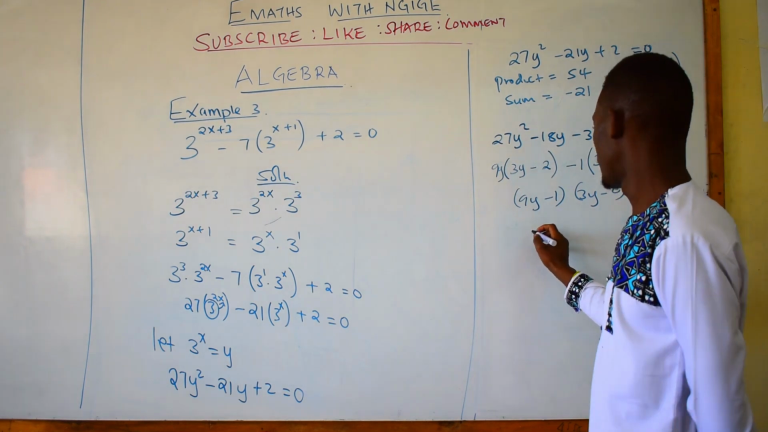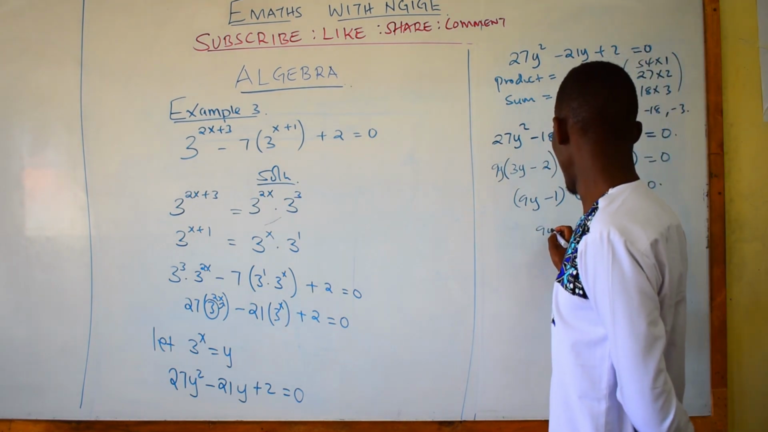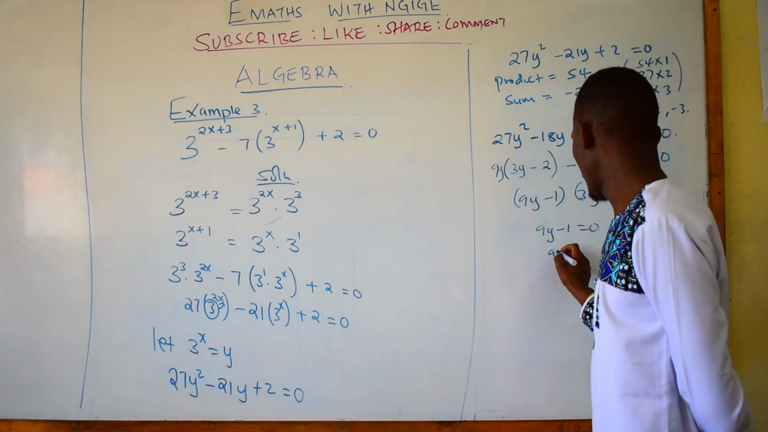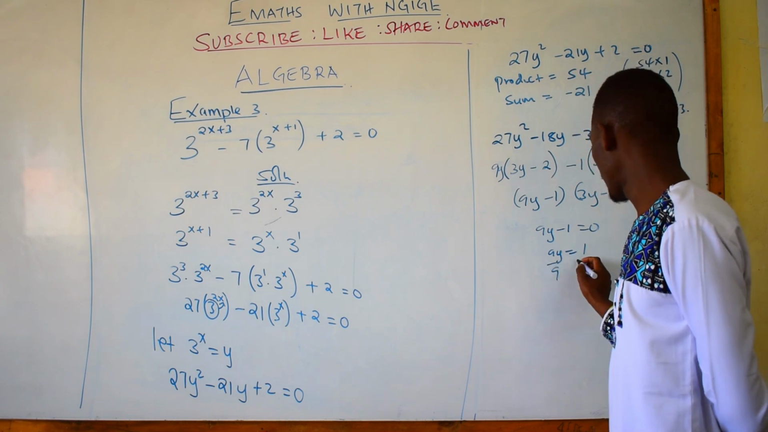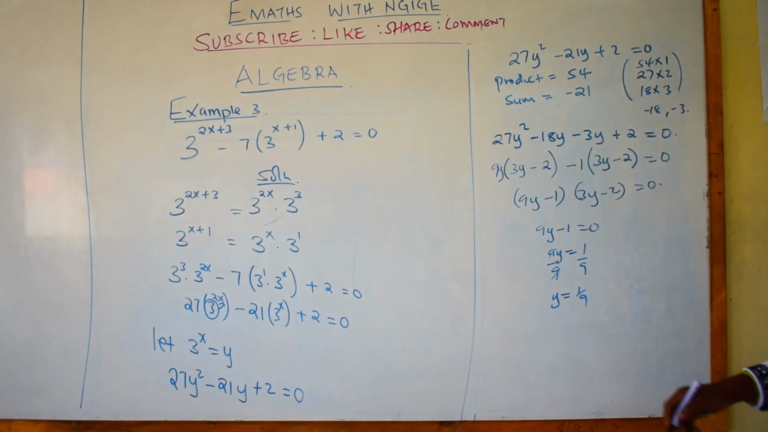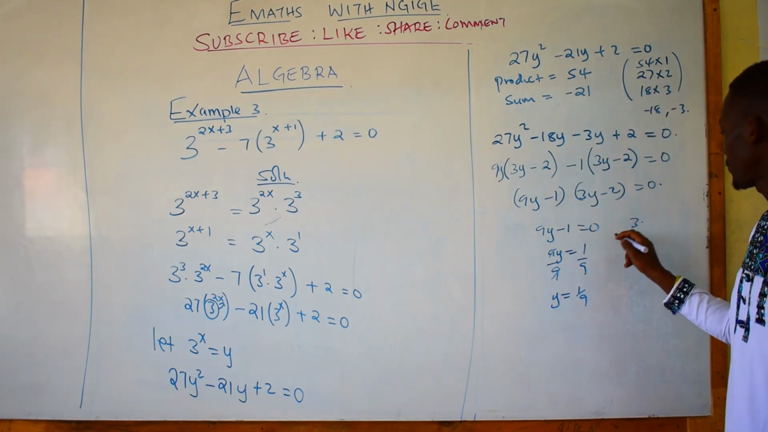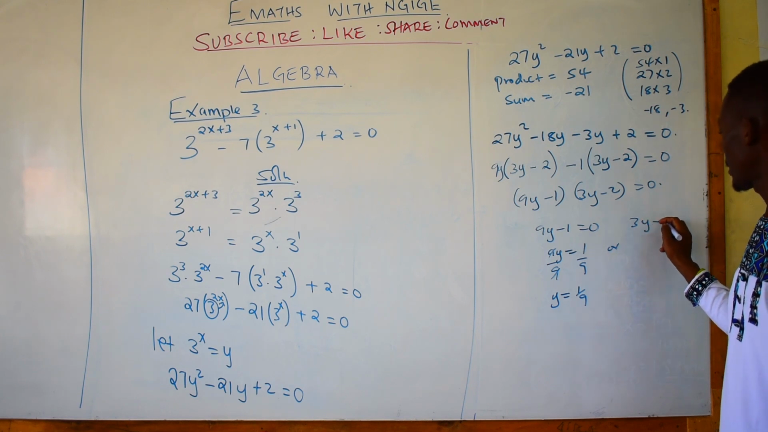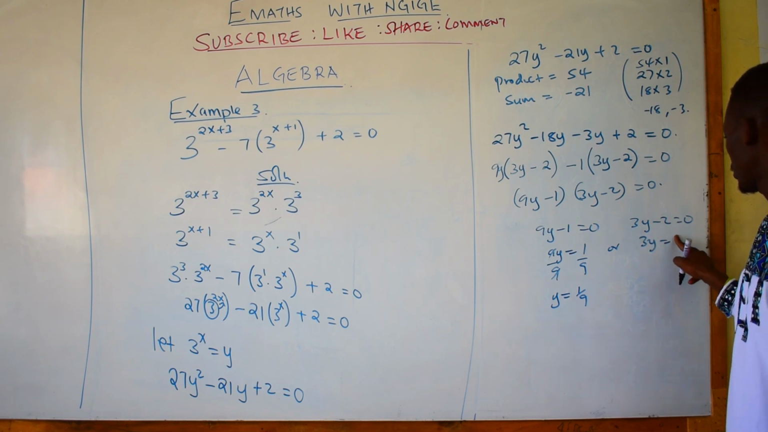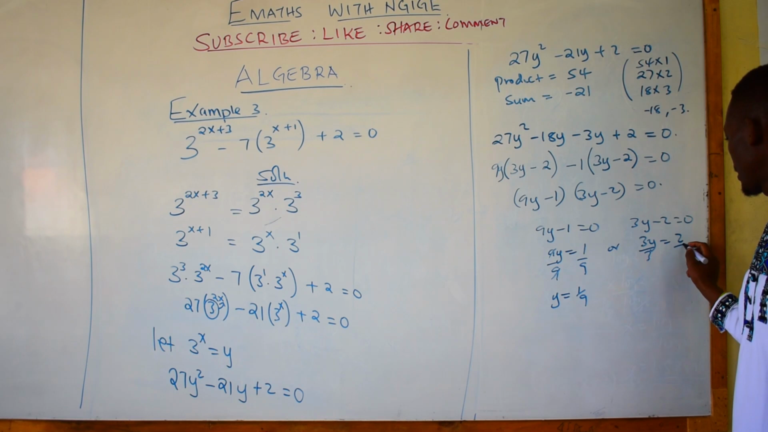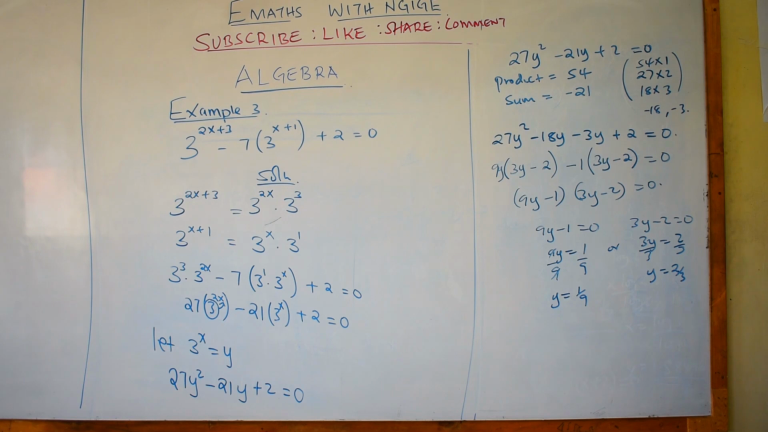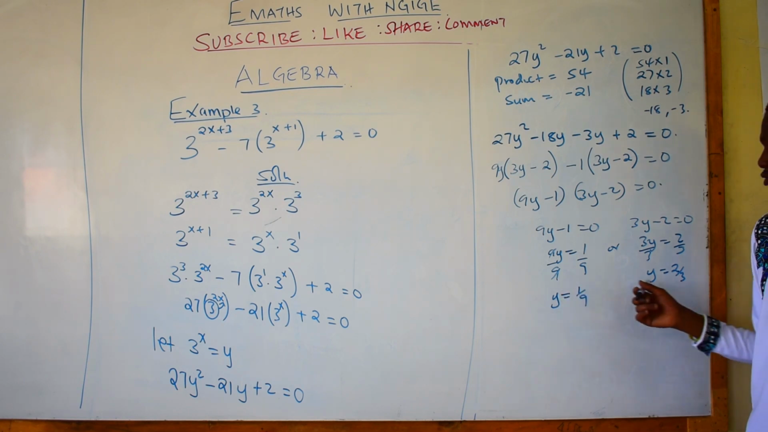So it's either 9y − 1 = 0. We can solve for the value of y there. So 9y = 1, divided by 9 both sides. So our first y equals 1 over 9. Or 3y − 2 = 0. Therefore 3y = 2. Then divide by 3: y equals 2 over 3. So now we have the two values of y.